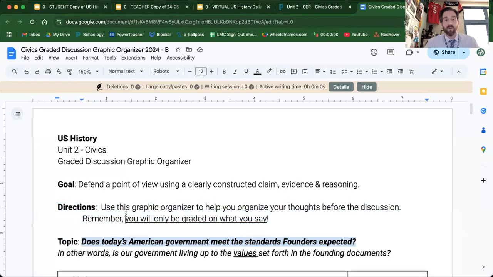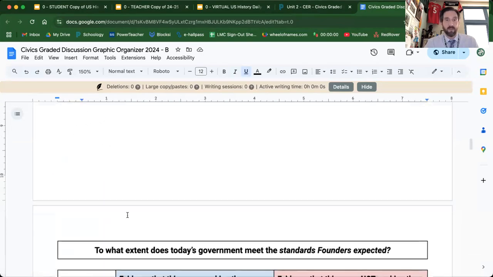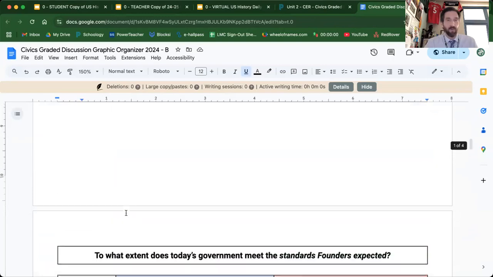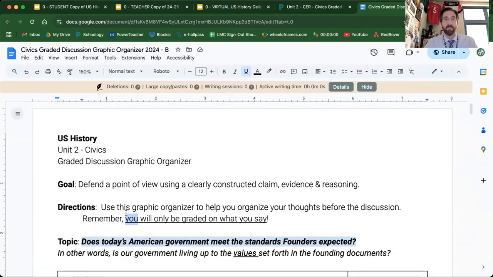Here's the catch. You're only graded on what you say. So you can complete this graphic organizer and have the most beautiful graphic organizer ever created, and then not say anything during the discussion. That would get you a 0. The flip side of that, if you did not do the graphic organizer, there's always the chance, in theory, that you could just have a great discussion because you know this so well. You could still get a 4 on that discussion. You're only graded on what you say.